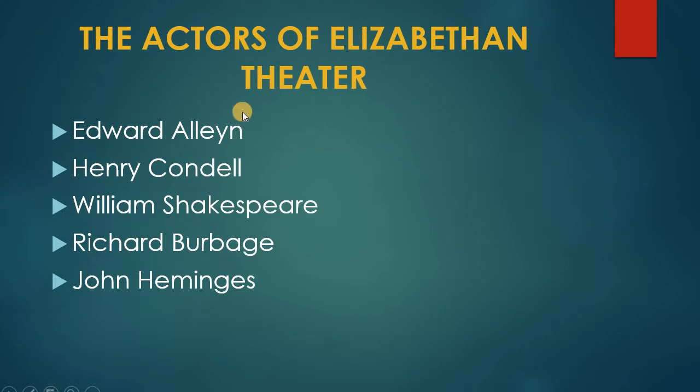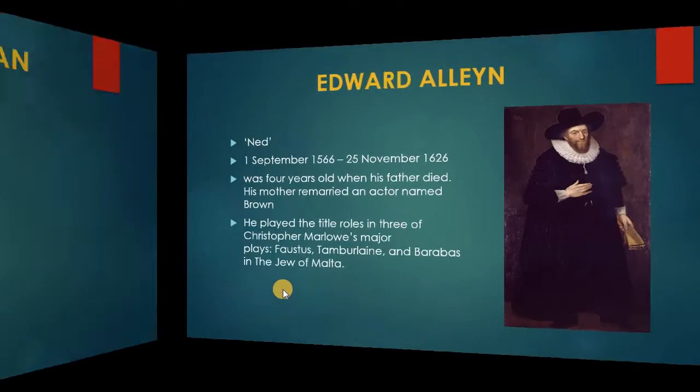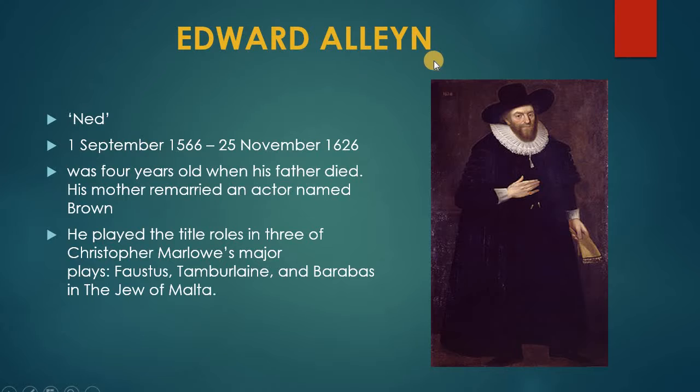So we are already done talking about the theater structure. Let's move on to the actors of Elizabethan theater. We have five famous actors who brought the plays and their plots to life. First, Edward Allen. Next is Henry Condell. Third, William Shakespeare. Fourth is Richard Burbage. And fifth, John Hemmings. So let's move on. Edward Allen.